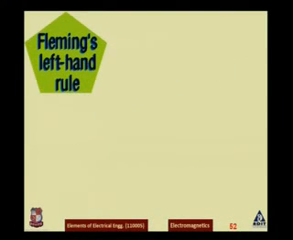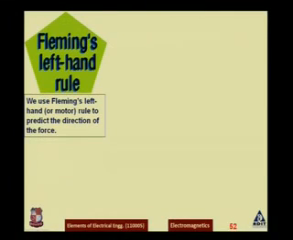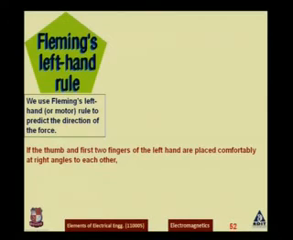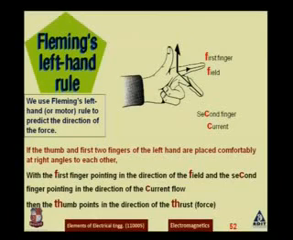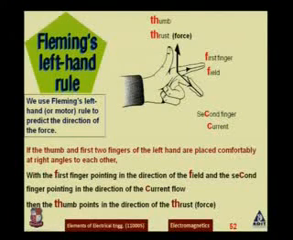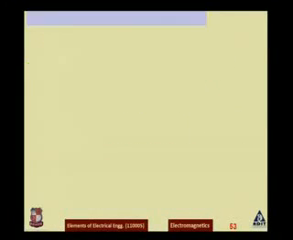We use Fleming's left hand rule to find out how much force is developed. If the thumb and the first two fingers of the left hand are placed at right angles to each other, we have already seen this law: the first finger points out the direction of field, the second finger points out the direction of current, and the thumb will show us the force that is developed in the current carrying conductor placed in a magnetic field.